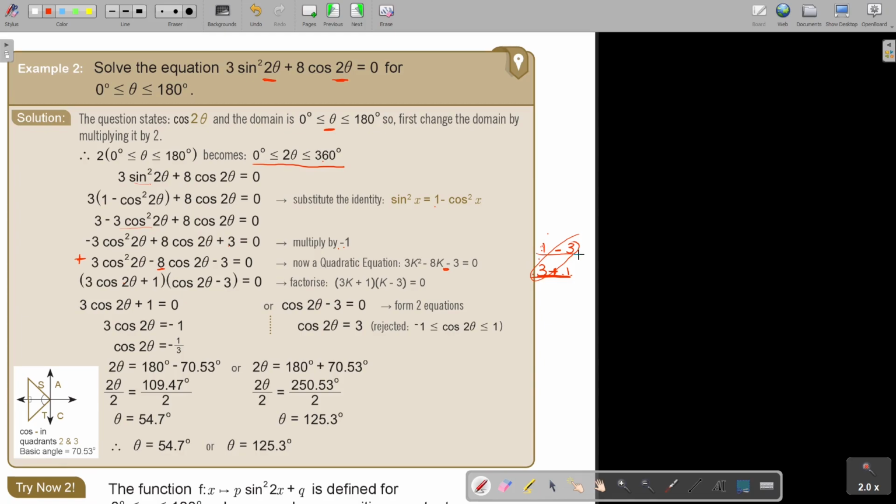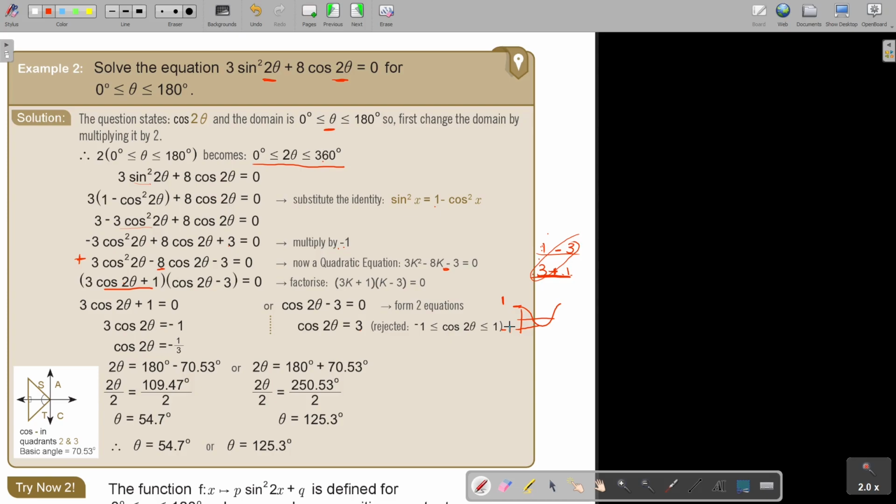Okay, and then if I break it up, it's this one equals 0 or this one equals 0. And then I'm just going to get cos 2 theta is negative 1 over 3. Cos 2 theta is equal to 3. Now, think of the cos graph, it's coming like this, but that is just 1 and that is just negative 1. So it's not existing there at 3 according to this statement. So I just reject it, it's not applicable. Okay, so I'm just working with this one.